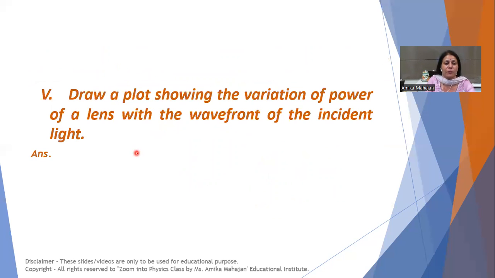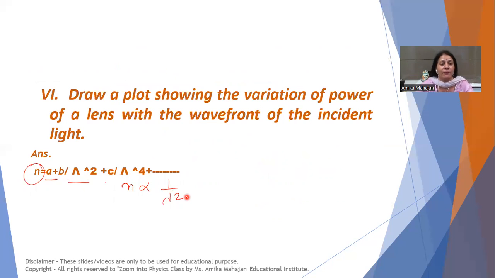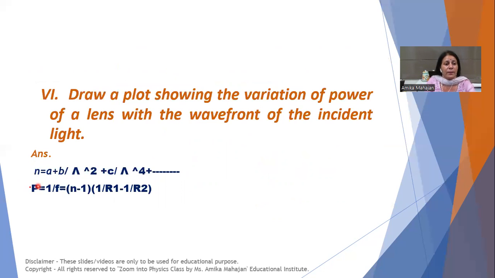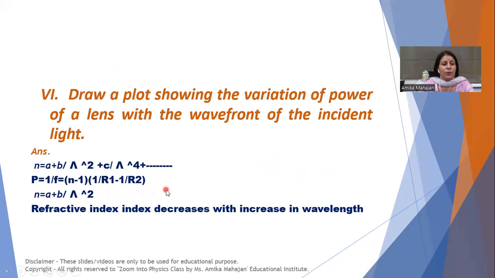Draw a plot showing the variation of power of lens with the wavelength of the incident light. We know that refractive index by Cauchy relation is given by A plus B by lambda square plus C by lambda 4 and so on. I can neglect higher terms. So what I find that n is inversely proportional to square of the wavelength. Now, this power of lens is n minus 1 into 1 by R1 minus 1 by R2. n is the refractive index. So what I find that refractive index decreases with increase in wavelength.